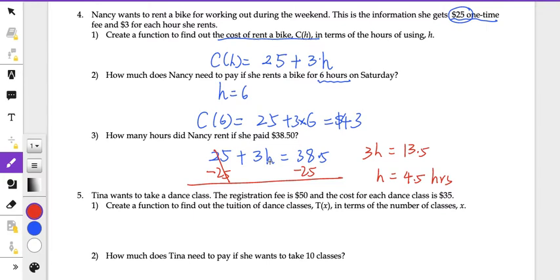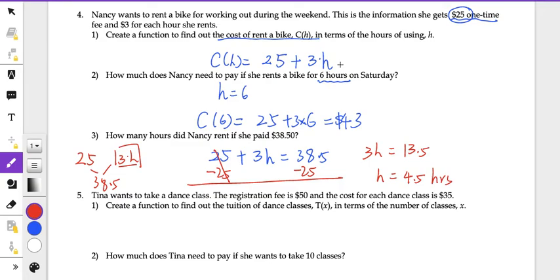Some students are a little bit confused. Why do we set up the equation this way? If you do not like setting up the equation this way, you can also figure out that she needs to pay $25 and also something for the hours. So you can take away 25 from this 38.5, and finally you will get the answer. It really doesn't matter which way you use, as long as you understand the structure, it will be like this.